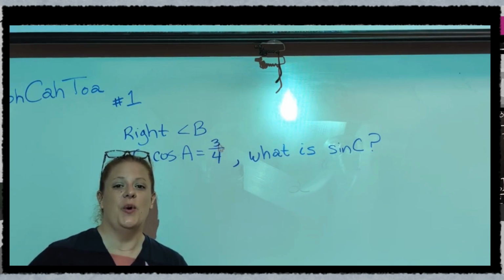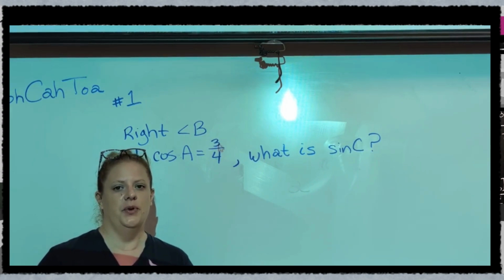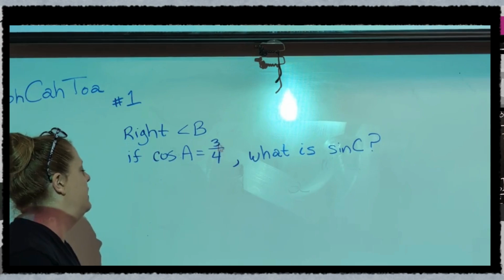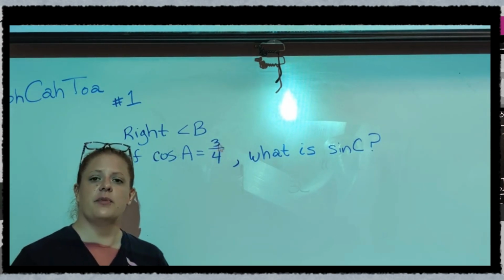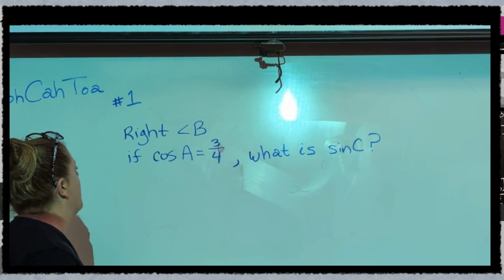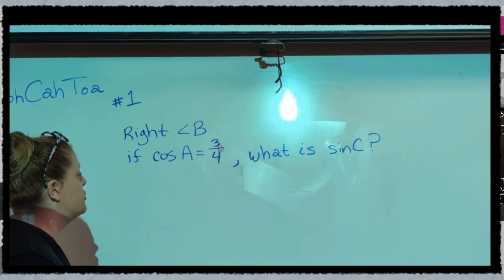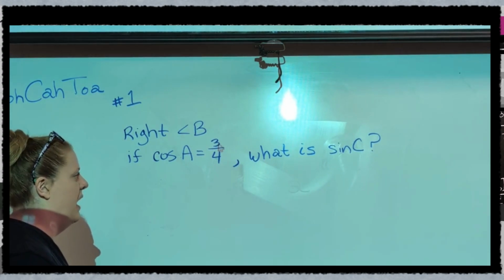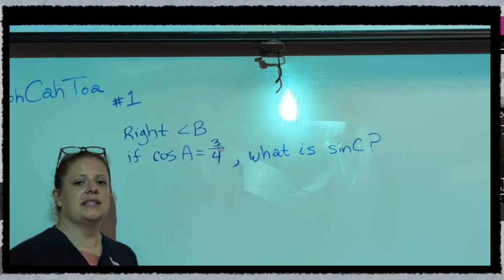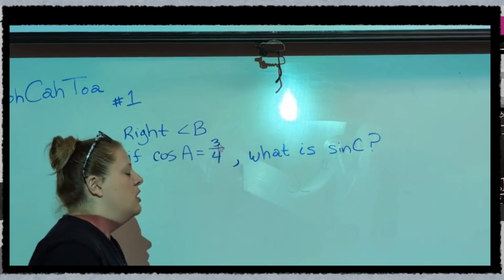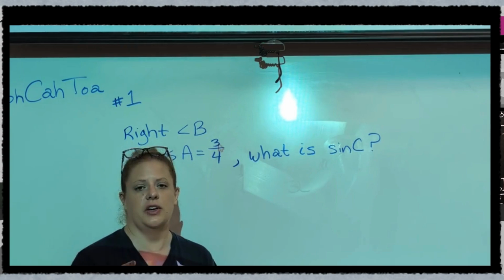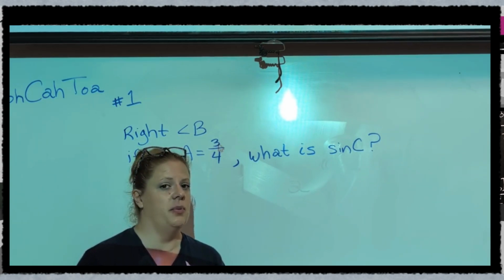Hello, this is number 1 on AppleRouth's SohCahToa lesson. And number 1, of course, as always, I've made mine a little bit different. You have a right triangle with right angle B. If cosine A is 3/4, what is sine C? So if you can visualize this without drawing a picture, then go for it. I always like to draw a picture.